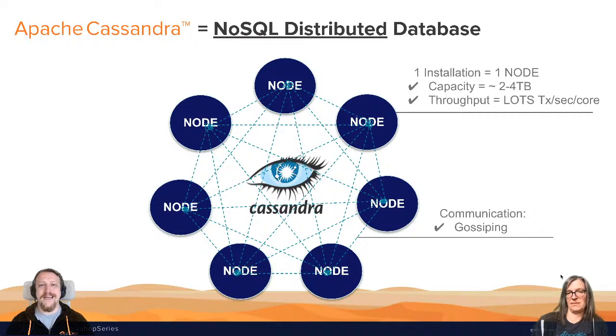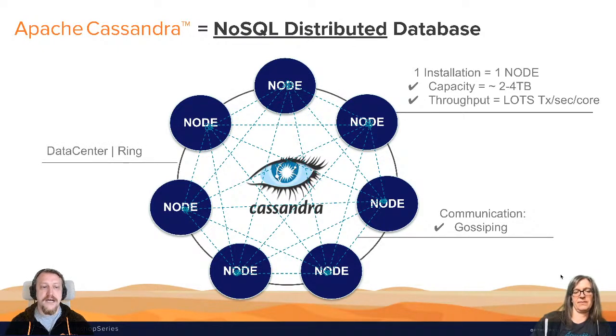Every node communicates with every node. There is no thing like what we used to call master-slave, now we prefer to say primary, secondary nodes. No, every node has the same responsibilities and the same duties, and they all communicate with each other via gossiping. There is no single point of failure, but they all work together. And all together they group a data center or ring, which is basically the same, handling the requests and answering your queries.